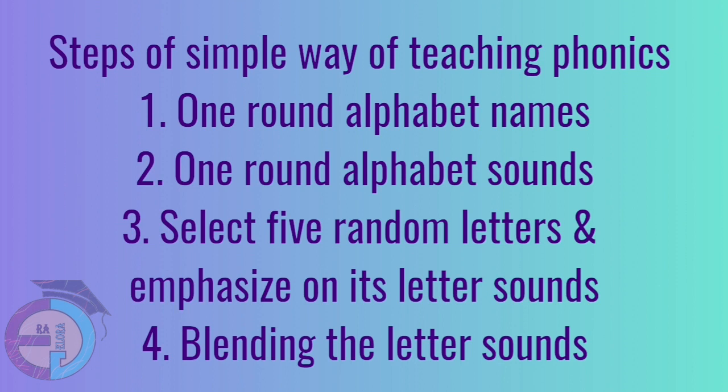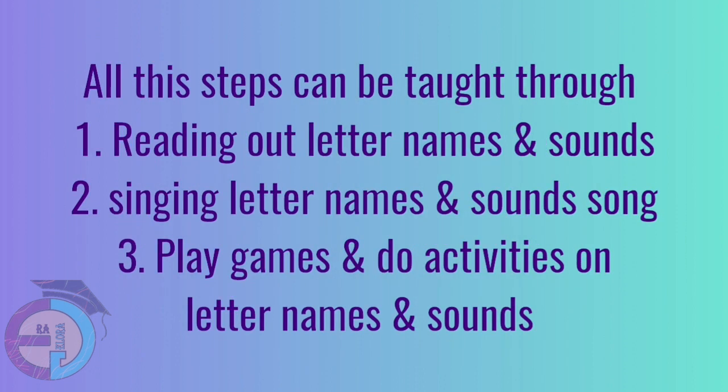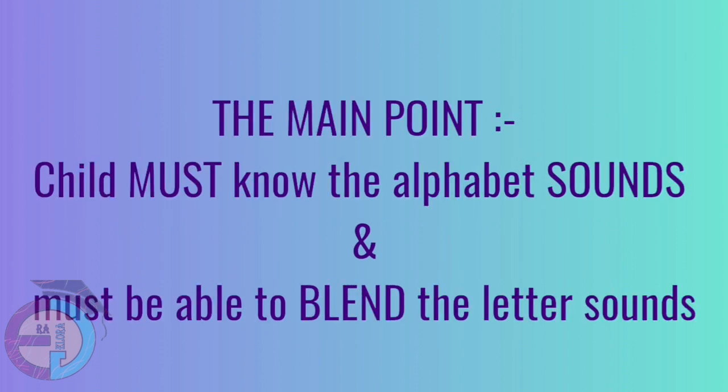Next, start with blending the letter sounds. Start with 2 letters at first and increase the number of letters as they catch up. All these steps can be taught through many ways. For example, we can read out alphabet's name, alphabet sound. We can sing to our child alphabet songs, alphabet sound songs. We can play games based on alphabet sounds and names. And we can do so many other activities based on alphabet sounds and name.